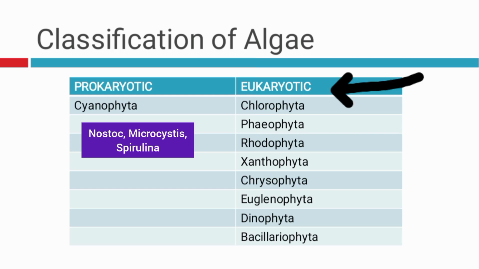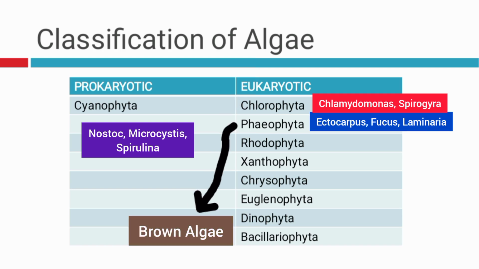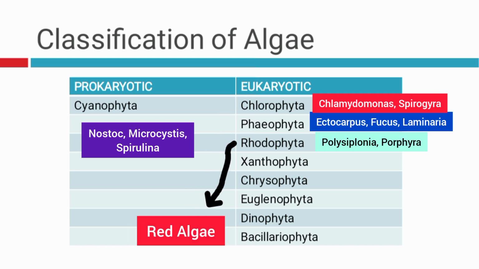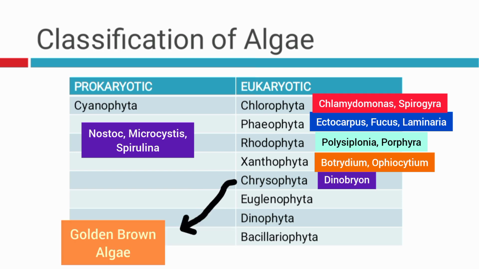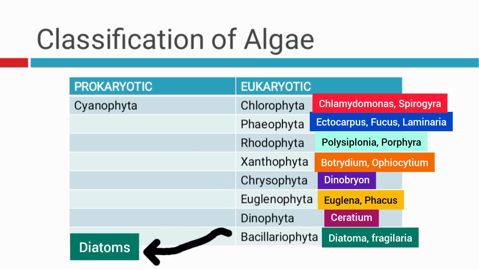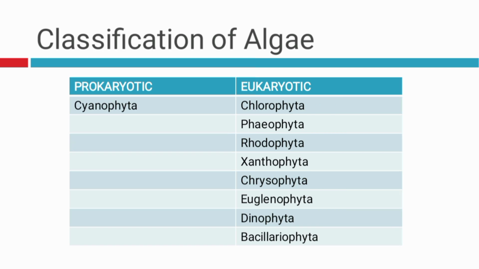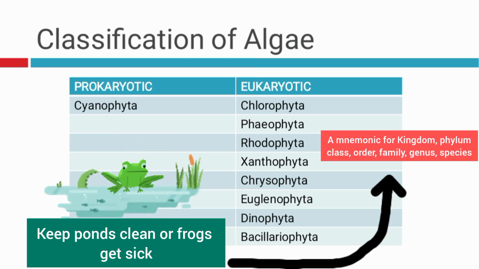And then for the eukaryotic, we have 8 phyla or 8 divisions. And these are the examples of organisms you can find under the chlorophyta, the phaeophyta, the rhodophyta, the xanthophyta, the chrysophyta, the euglenophyta, the dinophyta, and the bacillariophyta. Now you need to understand that these are divisions or phyla, and each of these phyla have their own classes. Each of those classes have their orders, and each of those orders have their families. Like I told you in class, keep ponds clean of frogs, get sick.